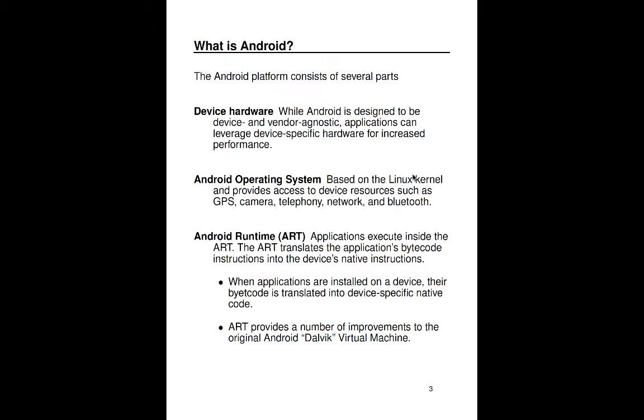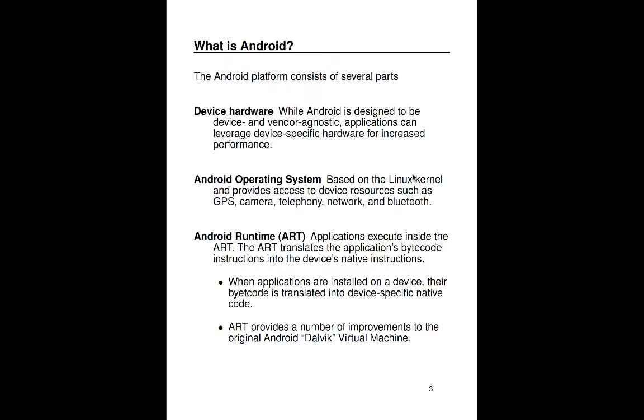There's also the Android operating system. So this is an operating system that's based on Linux. It's a real operating system and can do a lot of the same kinds of things that Linux can, and does what any good operating system should be able to do. Provide access to device resources like the GPS system, the camera, telephony, the network, and Bluetooth.